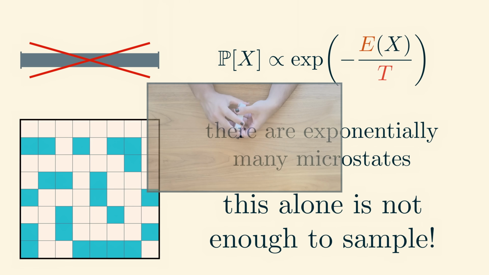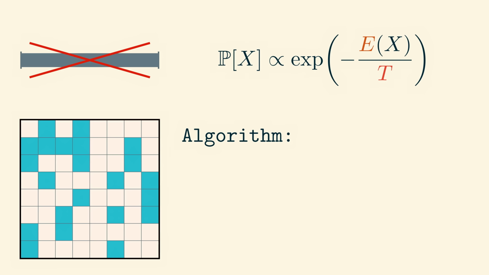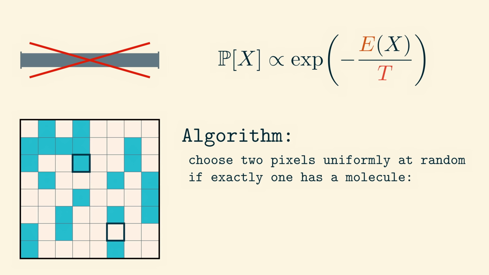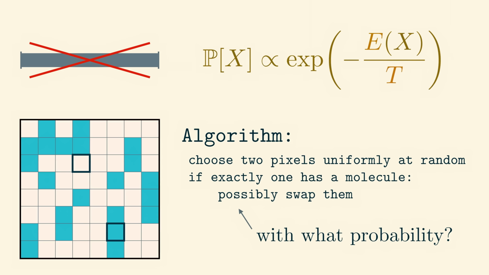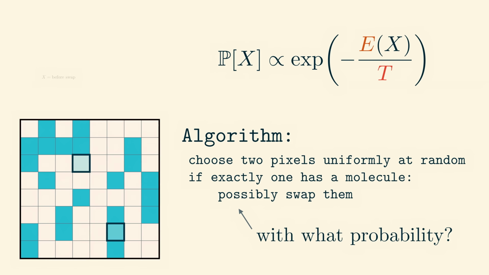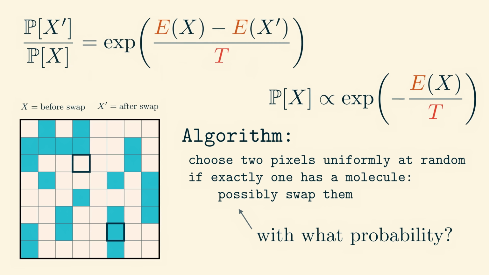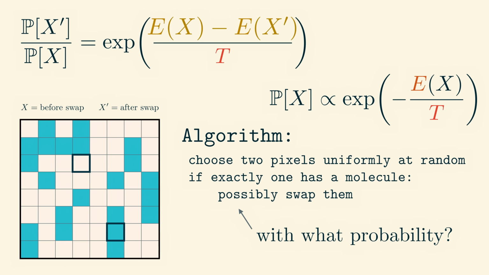For this simulation, at each time step, we choose 2 pixels, and if there's a molecule in only one, we randomly decide whether or not to switch the position of the molecule from one pixel to the other. But how do we decide the probability of the swap? Here's where we use our formula for the Boltzmann distribution. Let's call the microstate we've currently got x, and the microstate with the molecule swapped x prime. By our formula, we know that the ratio of these probabilities is exactly the exponential of the energy difference over the temperature. Here we're using the fact that the proportionality constant that's hidden in the Boltzmann formula is the same for both x and x prime, so it cancels out and we actually get an equality here.